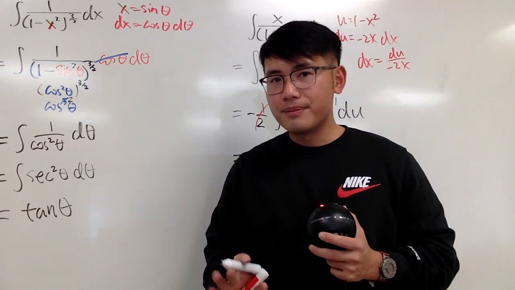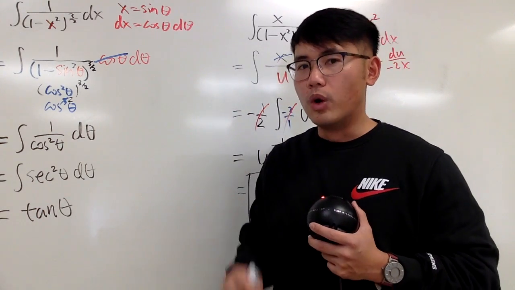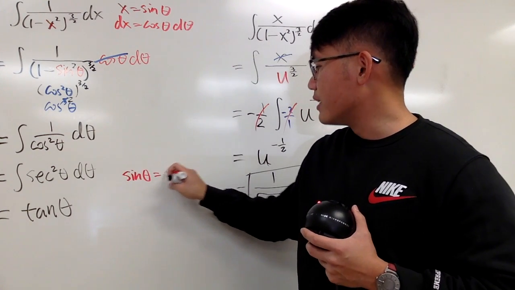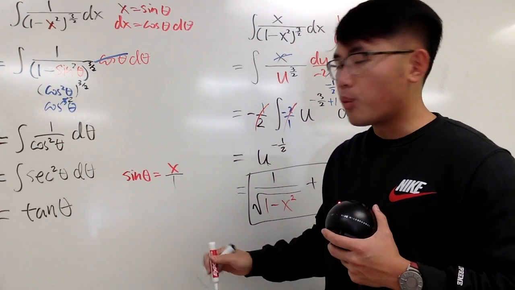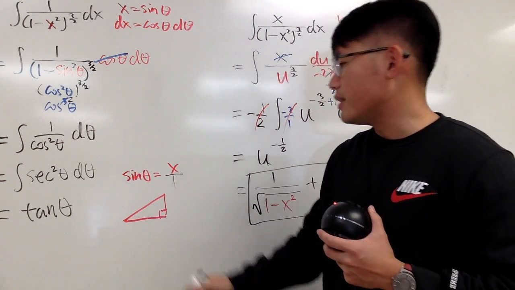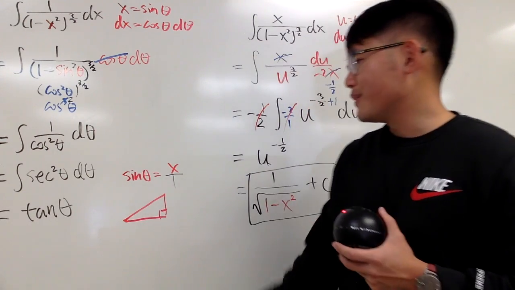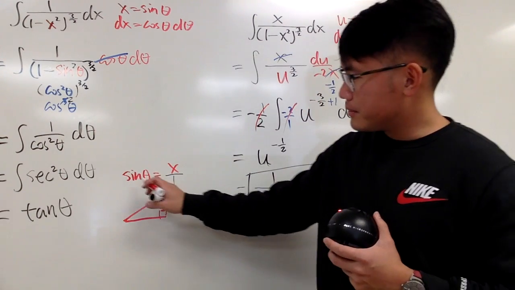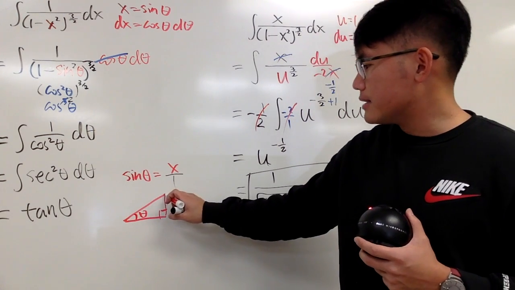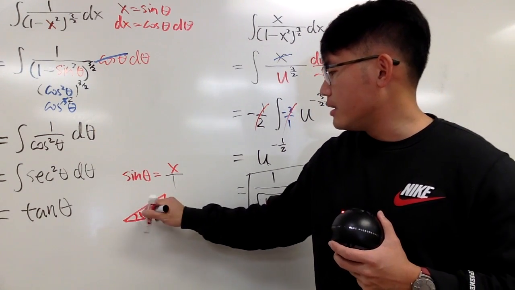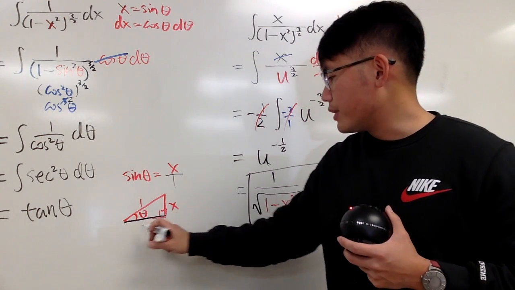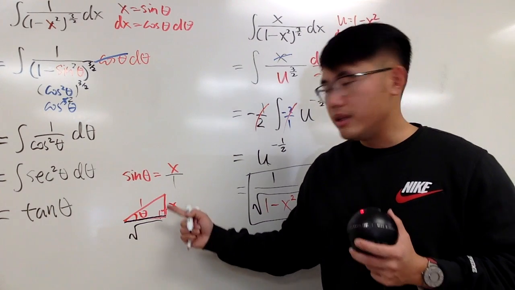But we are not done yet, because we have to go back to the x world. Look back to this. We know that sine theta gives us x, which is the same as x over 1. And I'll draw the triangle, so that way I don't need to use too much identity. In case there's anything else, the triangle will do the work for us. All right, so we have sine theta, put the angle here. x is the opposite side, which is here, and then the 1 will be the hypotenuse.